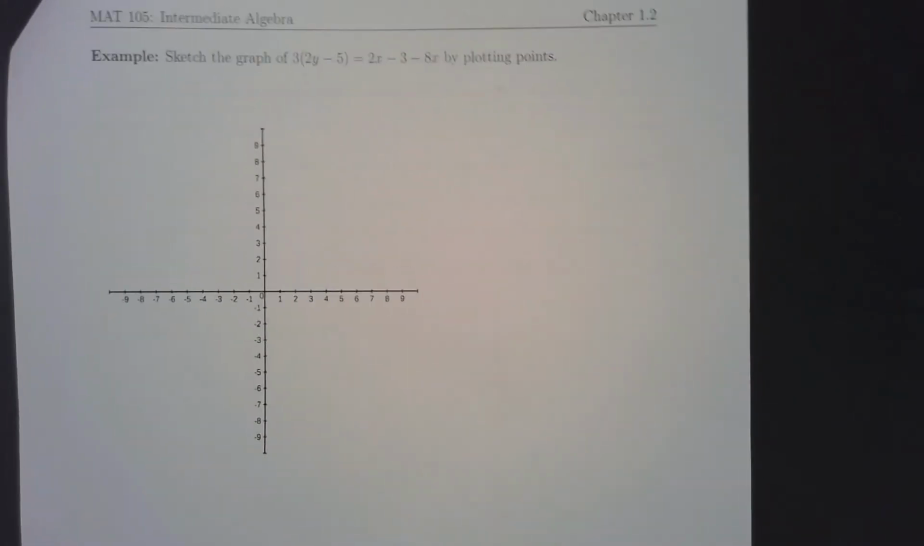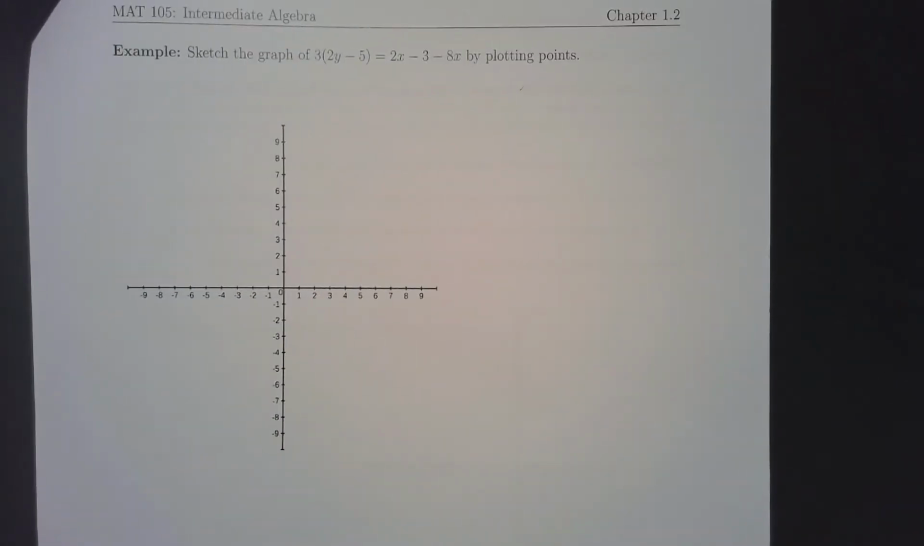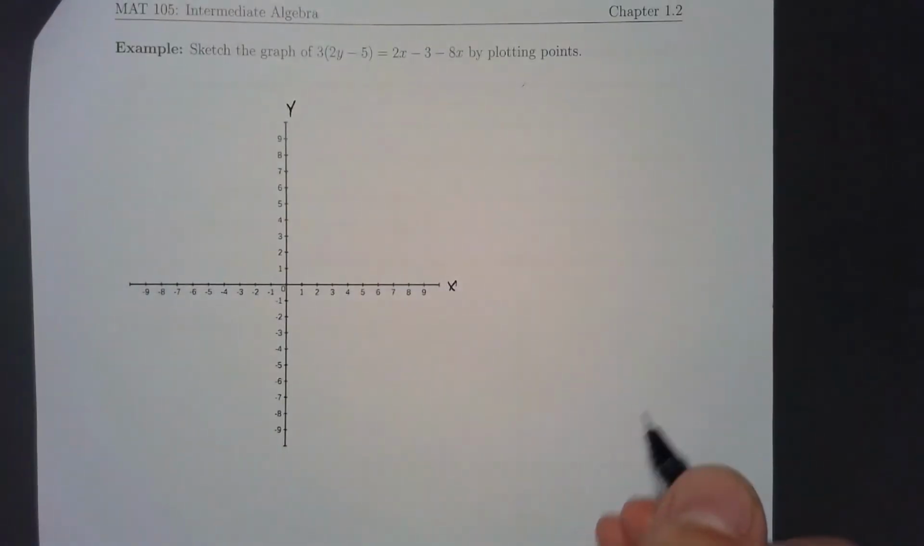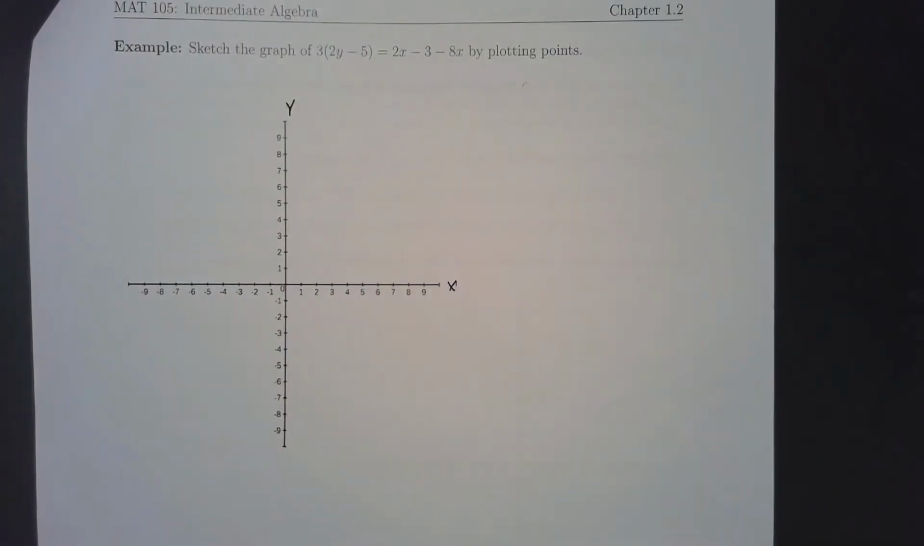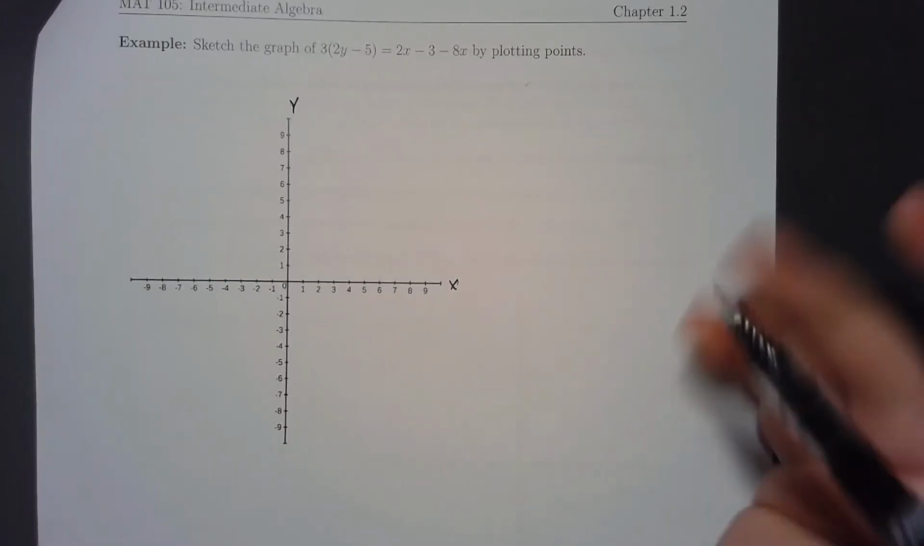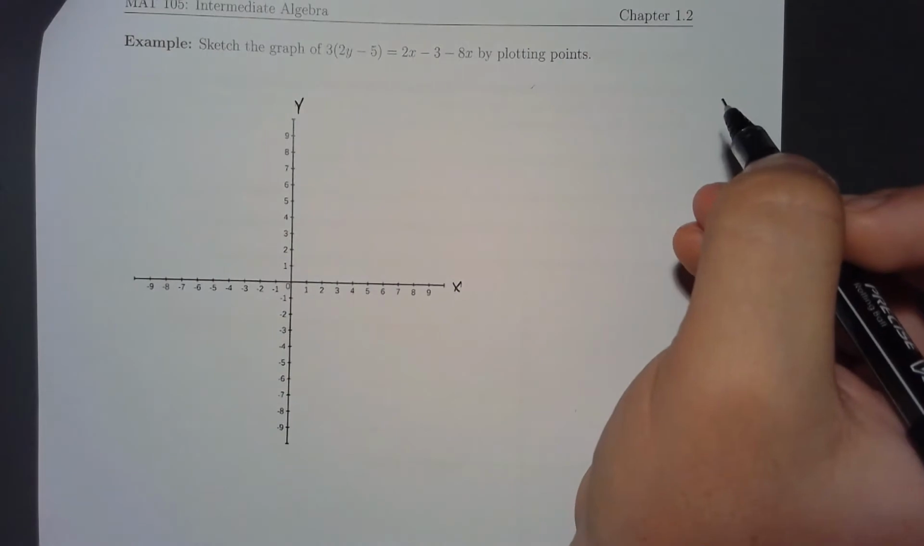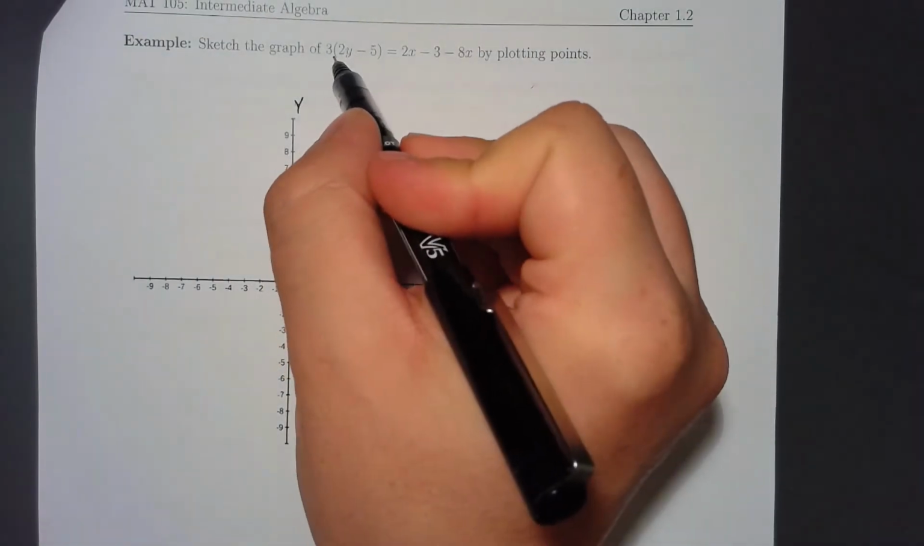Let's go to the next page. Different example here. So again, this is a linear equation, but it's disguised. How do we put it in slope-intercept form? We solve it for y. So how do I solve this for y? Well, I distribute the 3 here.